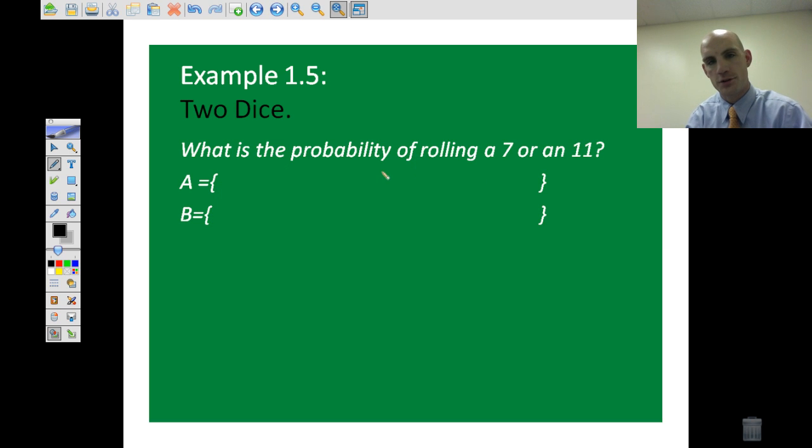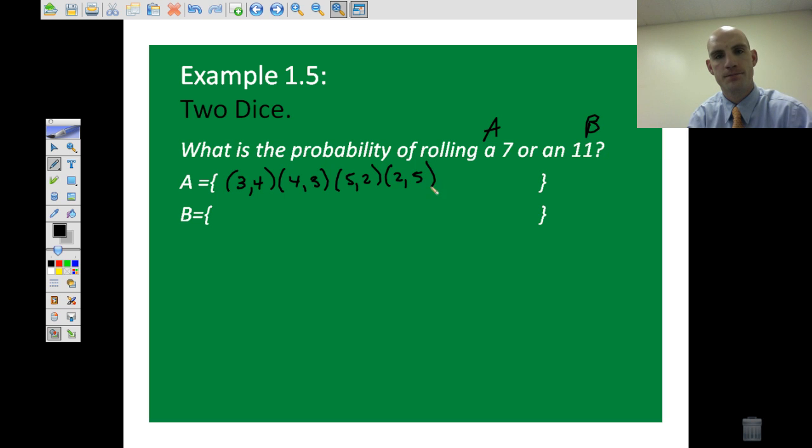Now, in example 2, the probability of rolling a 7 or an 11. Well, if I label this as A and this as B, let's take a look at what that means to have either a 7 or an 11. What kind of ways could we roll an A, or 7? Okay, so we could roll a 3 and a 4. We could roll a 4 and a 3. We could roll a 5 and a 2.